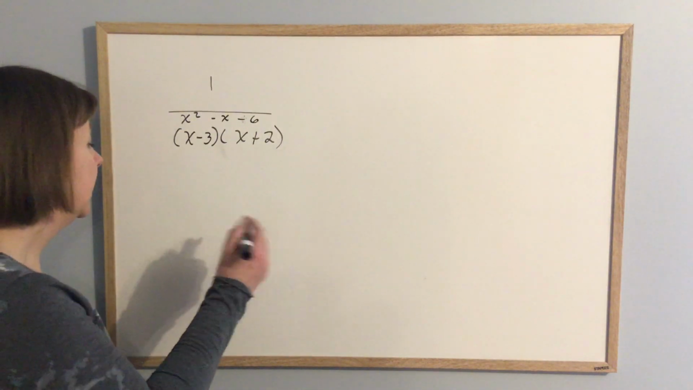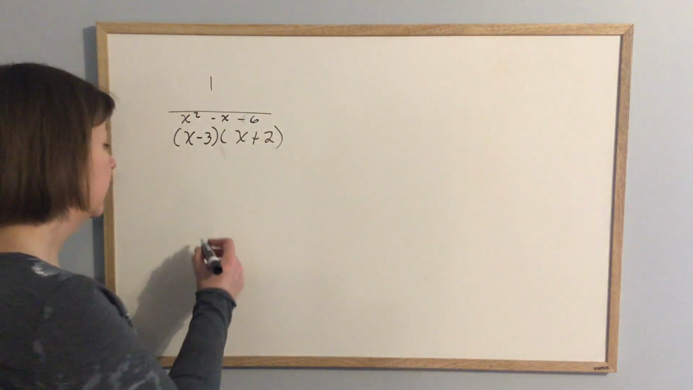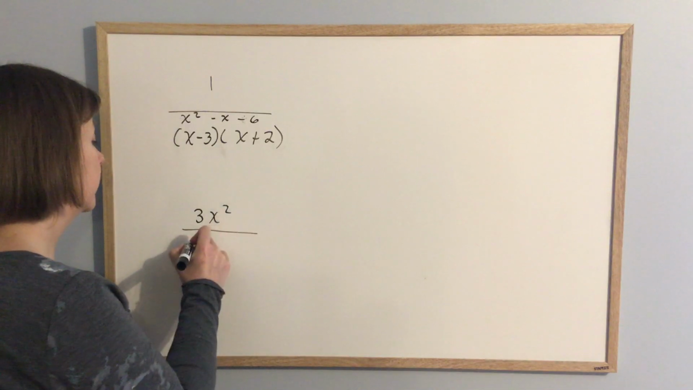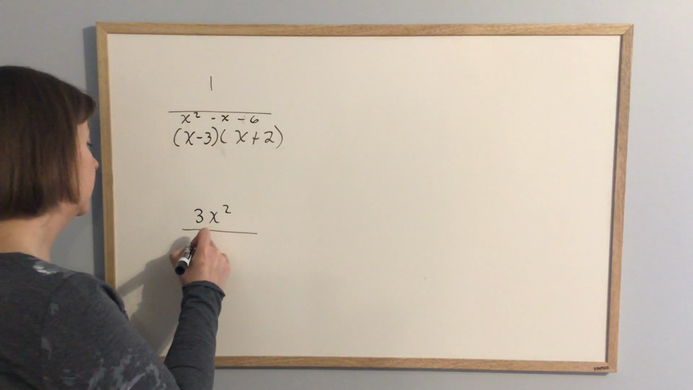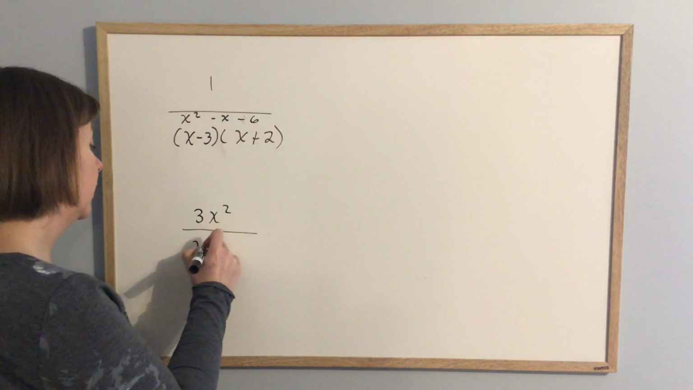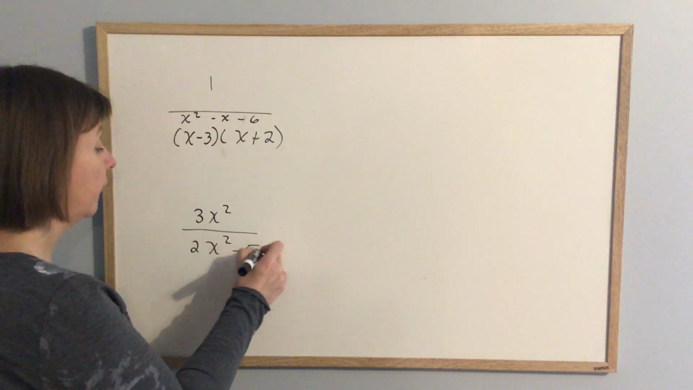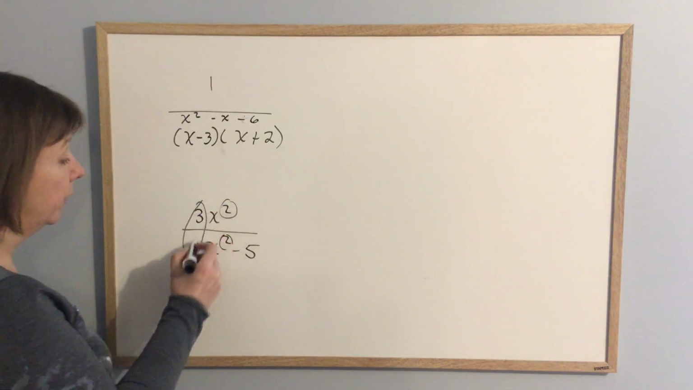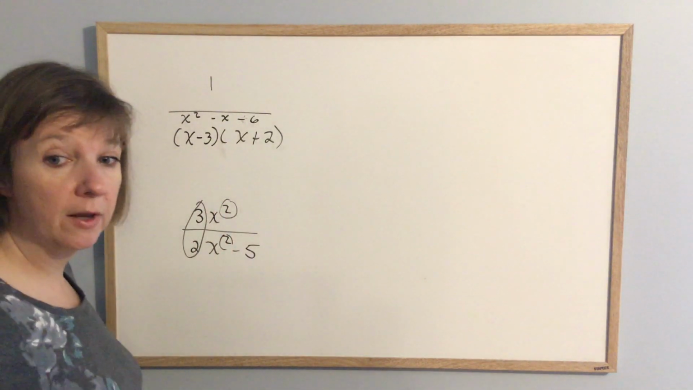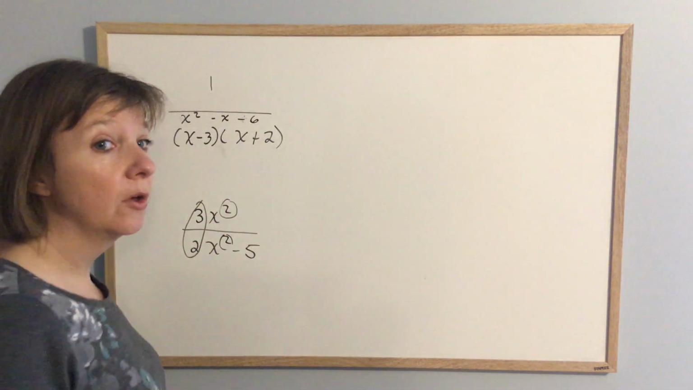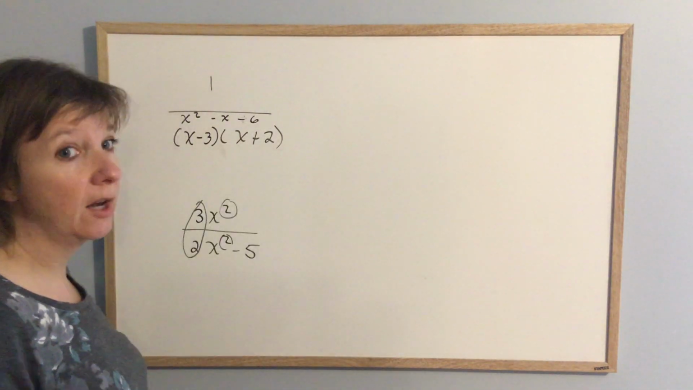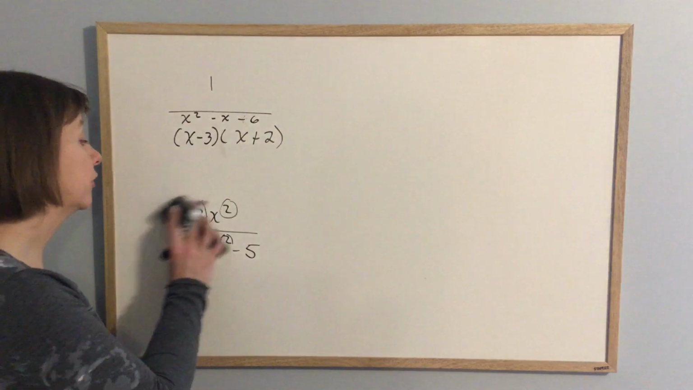Now, if I had 3x squared over 2x squared minus 5, the degree is the same. So I take the coefficients out in front, which is 3 over 2. So there would have been a horizontal asymptote at a height of 1.5, 3 over 2.